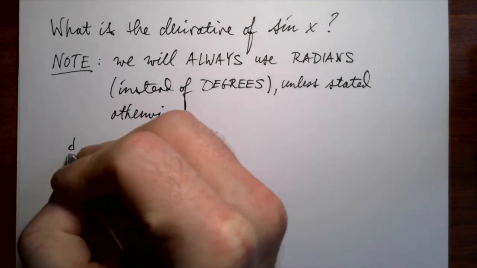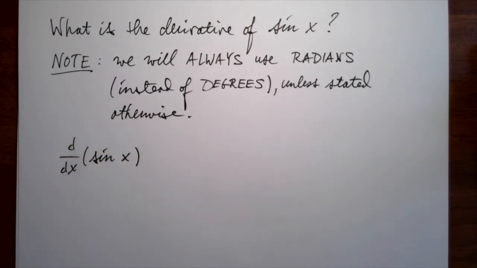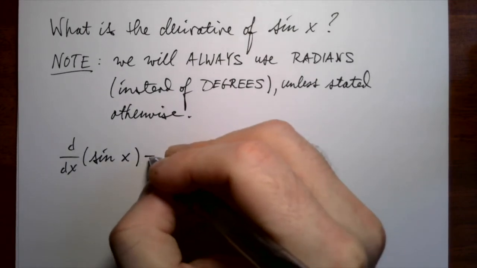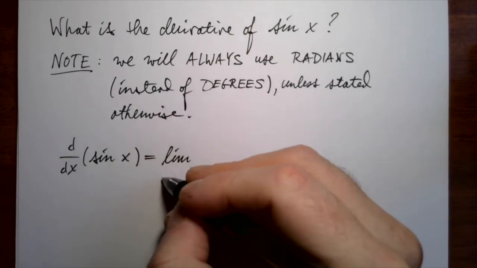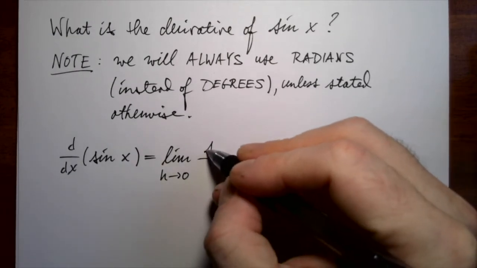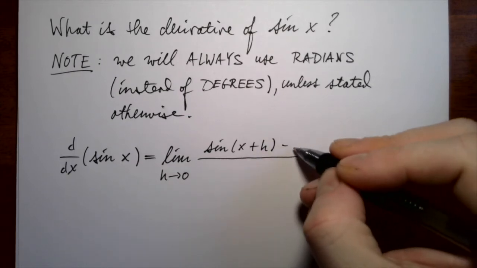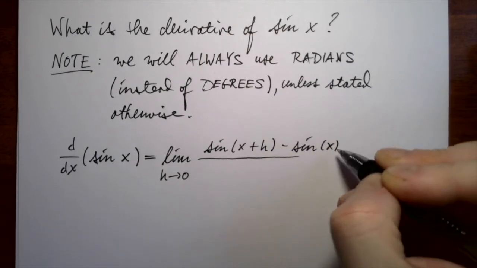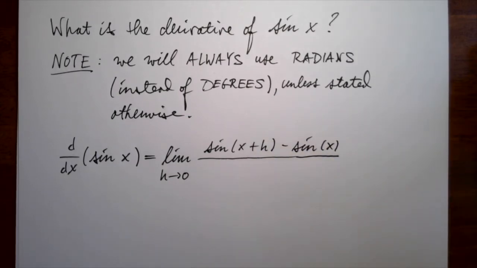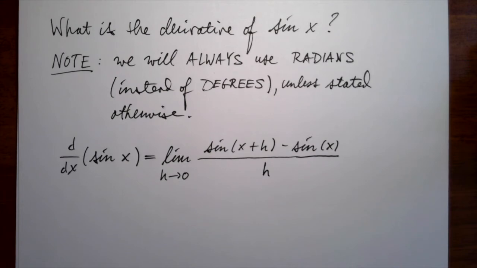Okay, how are we going to find the derivative of sine? We can't use the power rule. We can't really use any other rule. So we have to go back to the definition of the derivative. It's time to compute the limit of a difference quotient again. So the definition of the derivative of sine of x is the limit as h goes to 0 of the change in y from x to x plus h, so that would be sine of x plus h minus sine of x, divided by the change in x, which is just h.